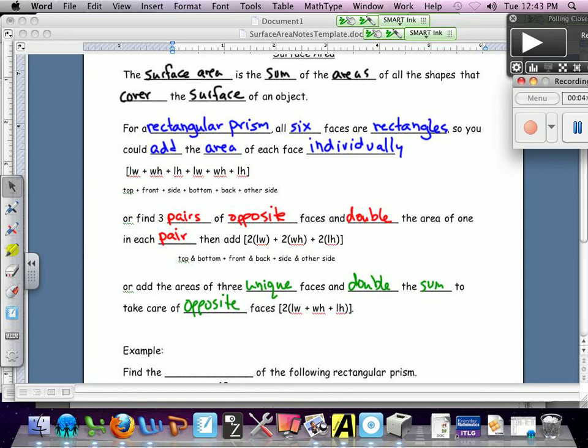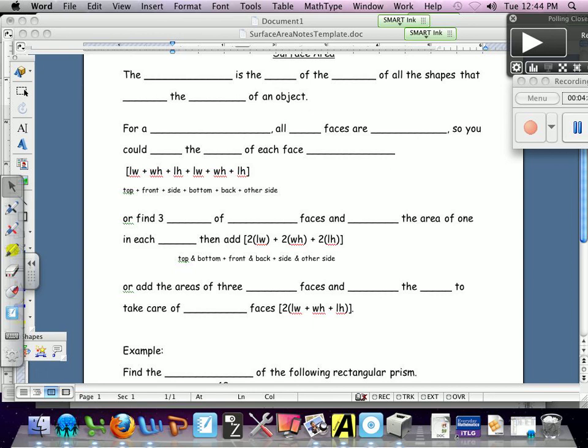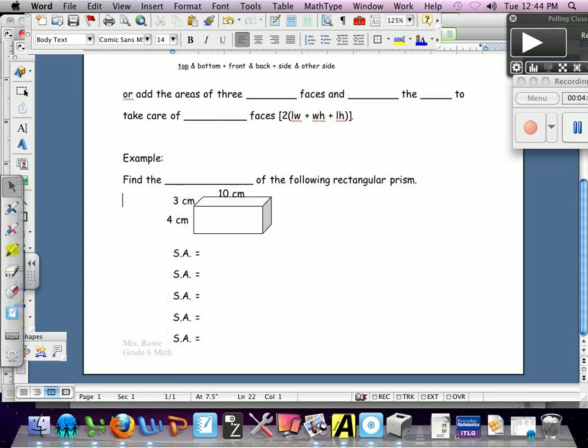So when we went through looking at that box, first someone told us to find the top and then the front and then the side or something like that. And then we could have just added those up and gone, now to get the other 3, we're just going to double it. So you're going to try this example. Find the surface area of the following rectangular prism. Does everyone have all the words filled in for the notes? Because I've got to clear the ink and scroll it down so we can do this example. So find the surface area of the following rectangular prism.